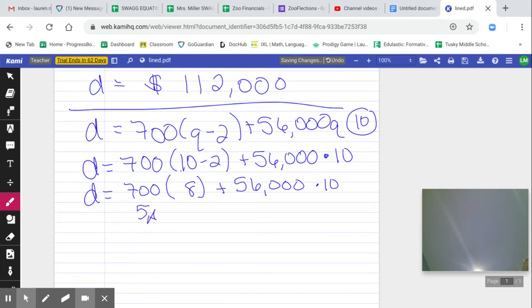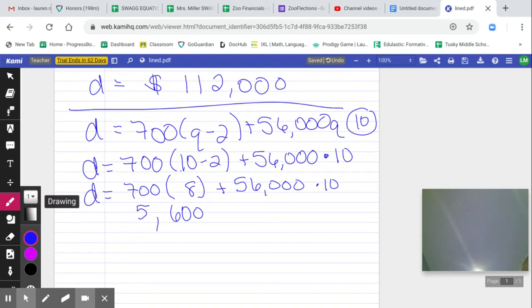Whoa. Computer got mad there for a minute. I don't know why it looks so goofy, but oh well. 5,600 plus now 56,000 times 10. Anytime we multiply by 10, we just move the decimal point one place to the right. So that comes out to 560,000. Wow.